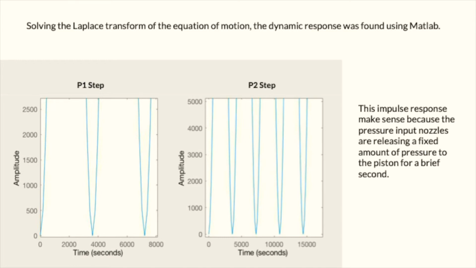As you can see from the graphs, there are multiple spikes in amplitude. This indicates the dynamic response is an impulse response, which makes sense because the pressure nozzle inputs are releasing a fixed amount of pressurized air to the piston in the pneumatic cylinder in very small increments of time.